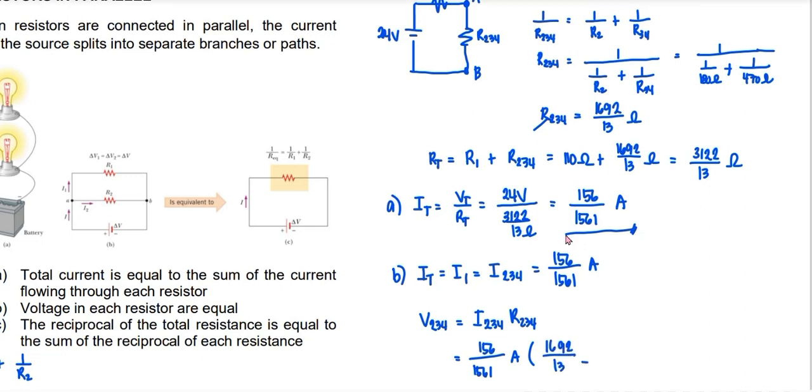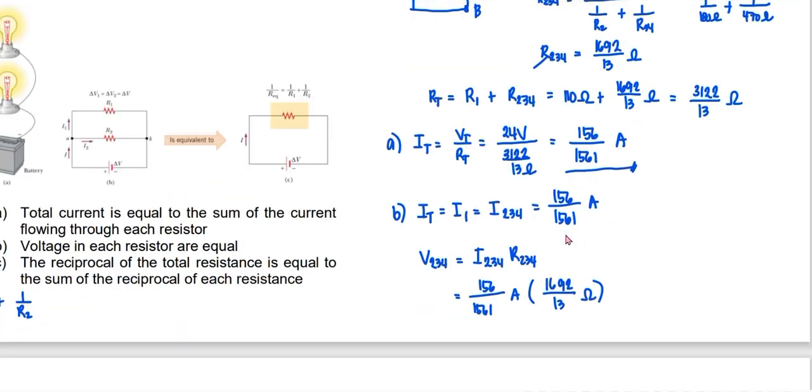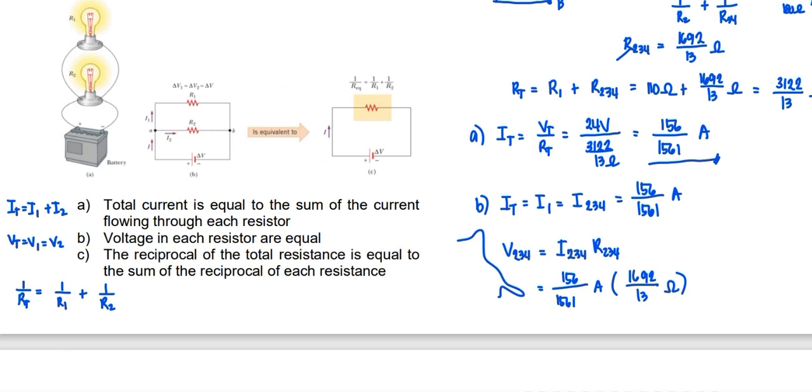So that's 156 over 1561 ampere times R234, which is 1692 over 13 ohms. And so V234 is equal to, let's multiply this to 1692 over 13. So that's 20304 over 1561 volts, which is approximately equal to 13.0070 volts. So this is the voltage drop across points A and B.